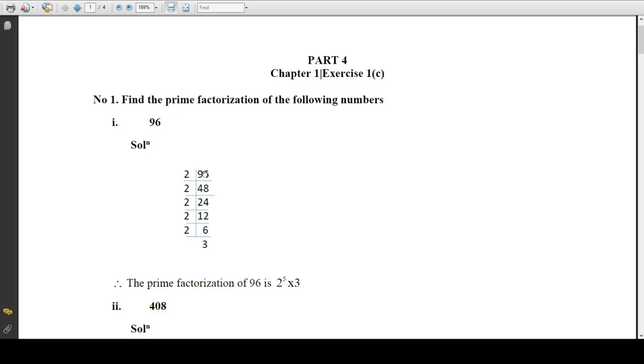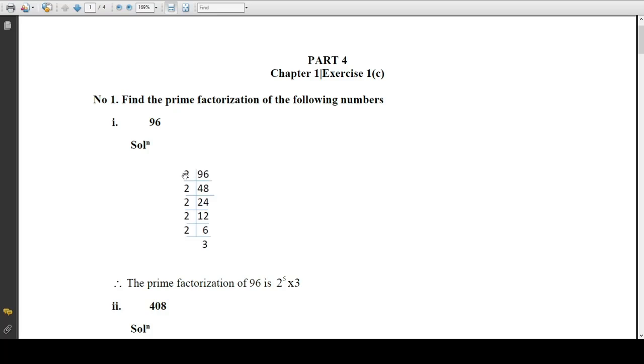Okay, now, finding the prime factorization means you have to divide the given number starting from the smallest prime, 2. If you are not able to divide by 2, then you go to the next prime, which is 3. If you are not able to divide by 3, then you go to the next prime, which is 5, and so on. Okay, here 96. Can you divide by 2? Yes, because the unit digit is an even number.